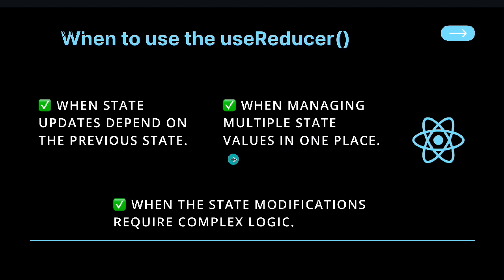Three, when the state modifications require complex logic. You want to update a state, and it's not just a matter of using the state setter to update it. You want to write very complex logic to update your state. You do that using the useReducer hook.